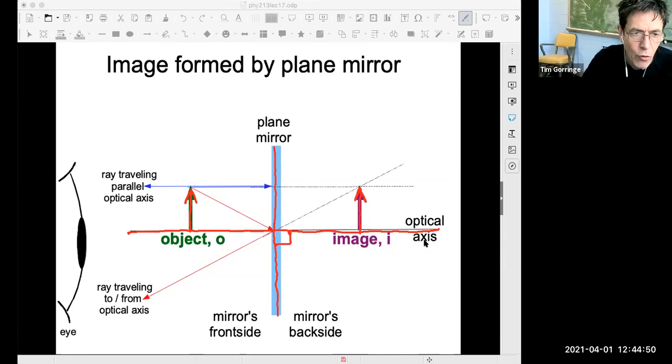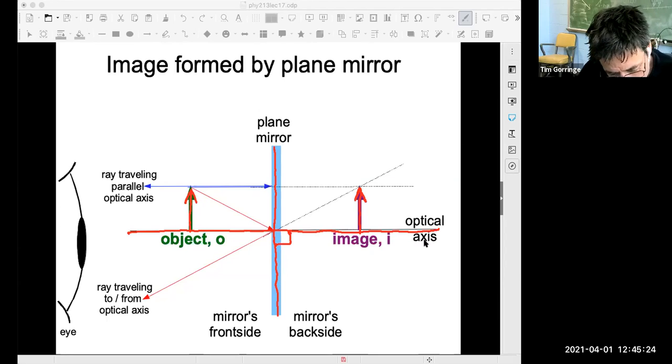Now, with ray tracing, we can reconstruct the location of the image. We can determine the location of the image and its properties by doing what we call ray tracing. We trace individual rays of light from the object to the mirror. We have them reflect off the mirror, obey the law of reflection, and in that way we can figure out where the image is.